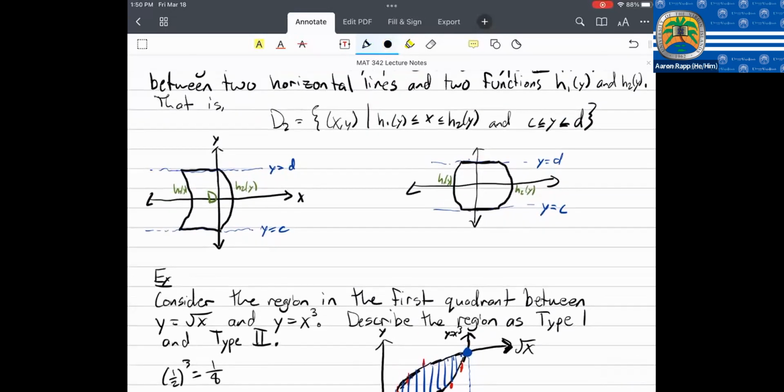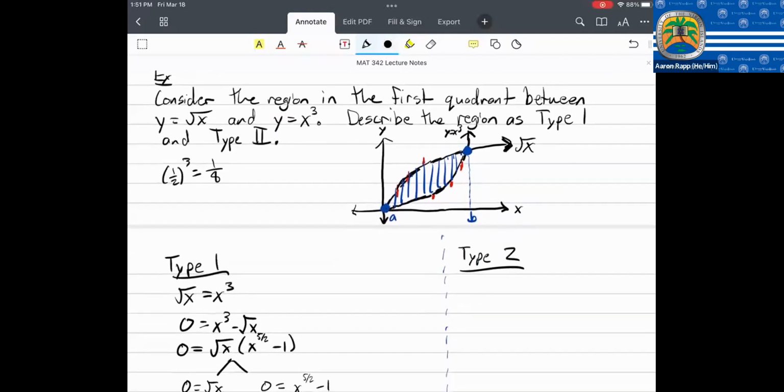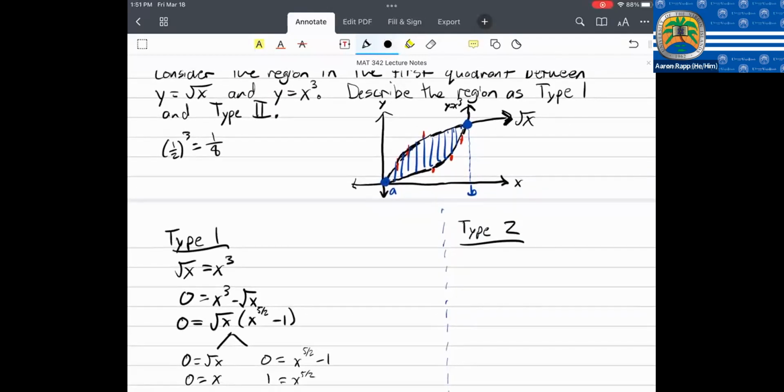In type 2, I'm considering my y values being fixed between 2 points, and then my x values are changing based on some functions of y. So those functions of y, again, are just coming from the curves. I have to look at these two curves and say, well, they're currently functions of x. If I'm going to write this as a type 2 domain and I want them as functions of y, I need to rewrite them. So I know y is equal to the square root of x, and y equals x cubed.